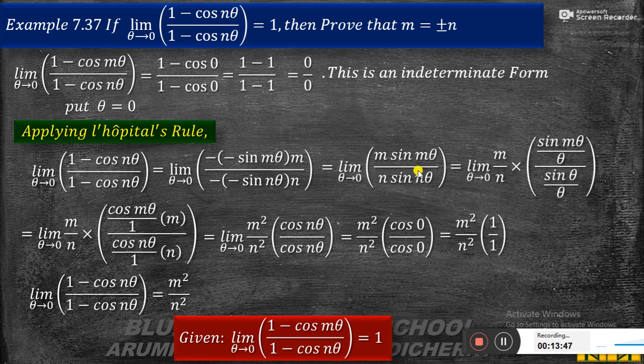Now I write this function as sin m theta by theta by sin n theta by theta, that means I multiply and divide by theta. Theta by theta cancels, and again we get the same equation.